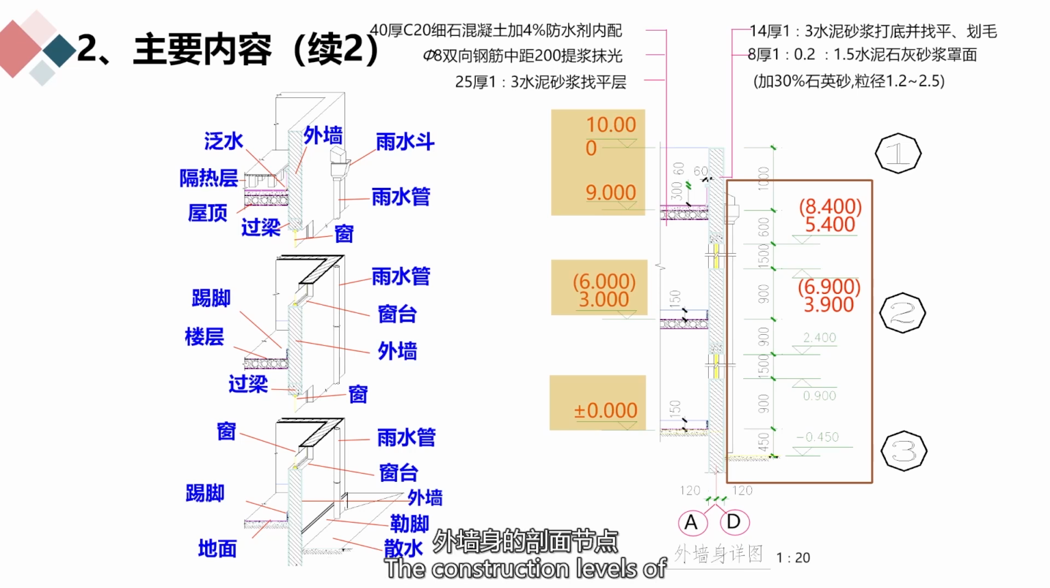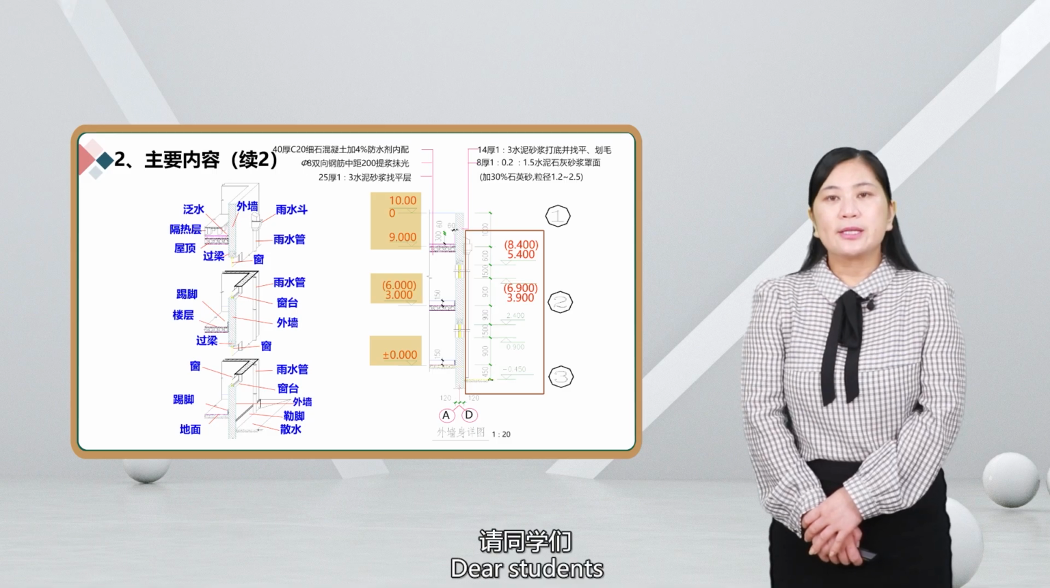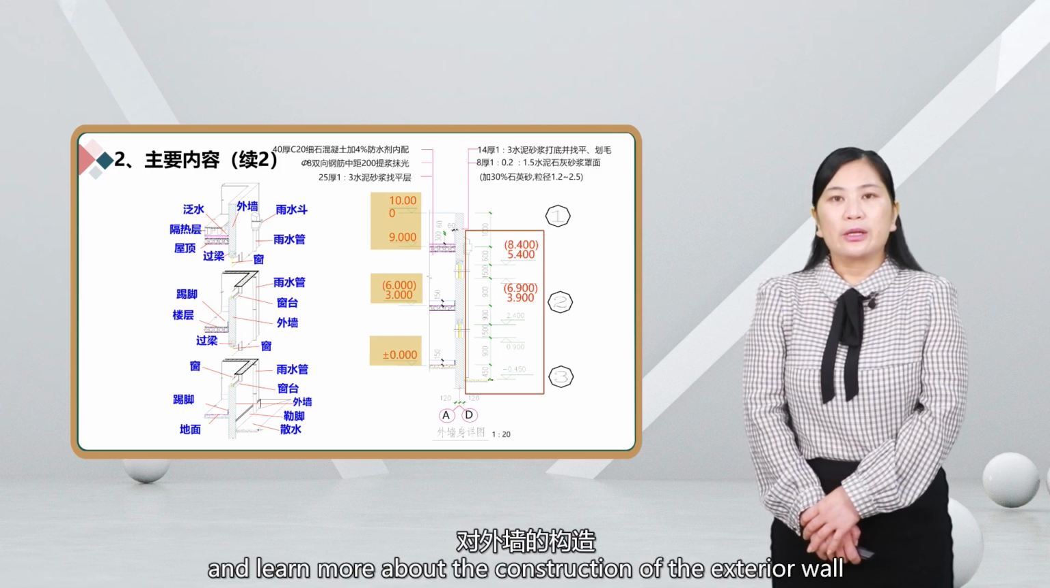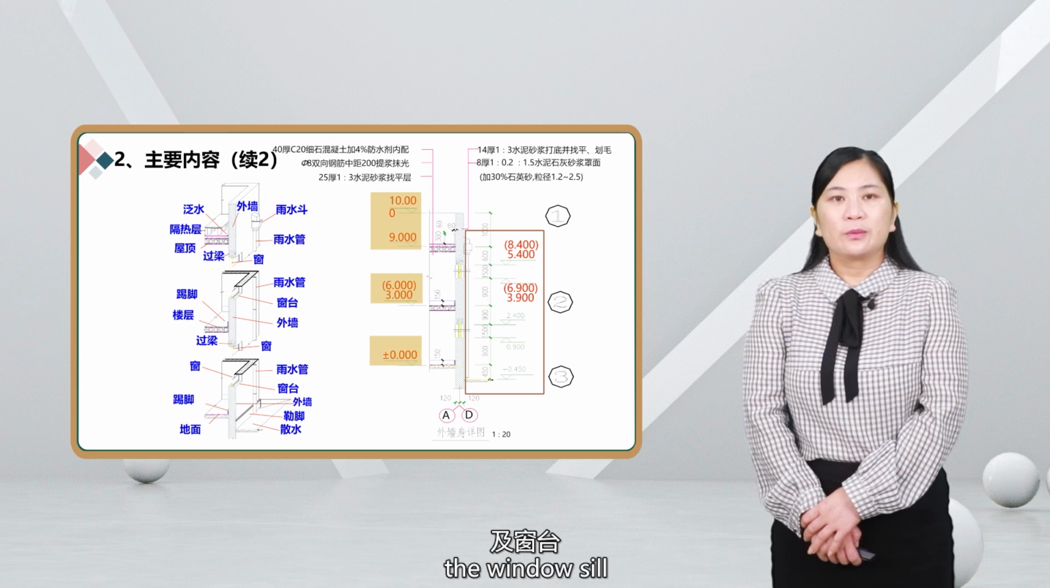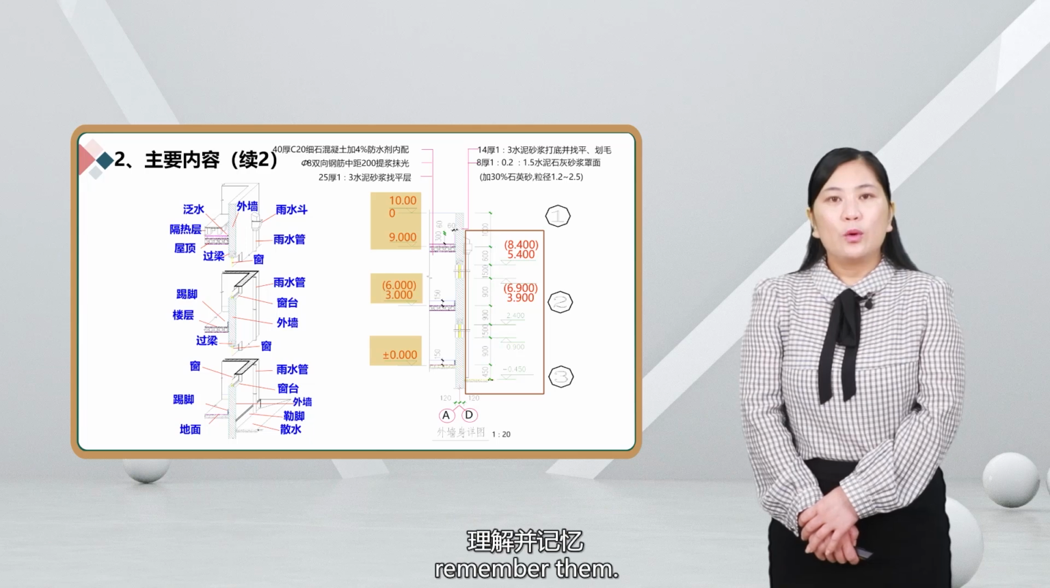The construction levels of the sectional nodes of the exterior wall should be scientific and reasonable. Pay attention to the construction methods of waterproofing and thermal insulation barriers. At the windowsill, the construction of waterproofing and drainage should be well done. Dear students, please draw carefully and learn more about the construction of the exterior wall, the window sill, and the roof. Understand and remember them.